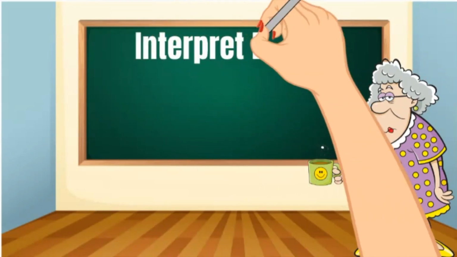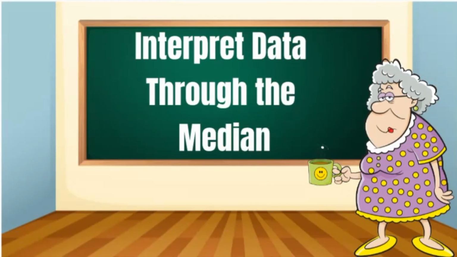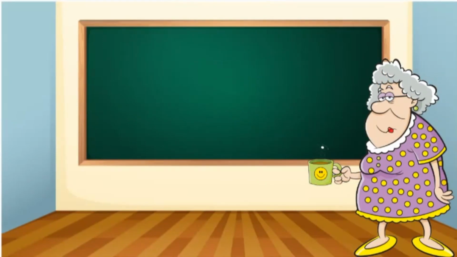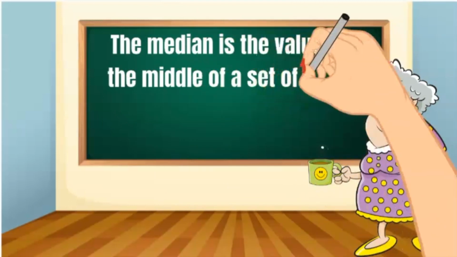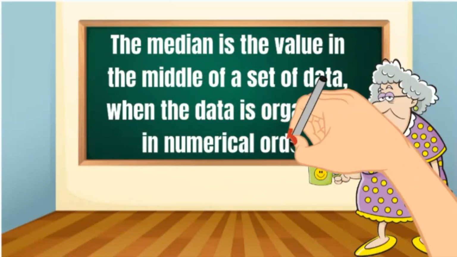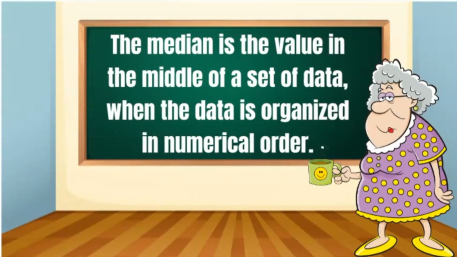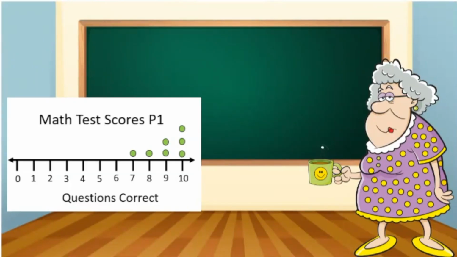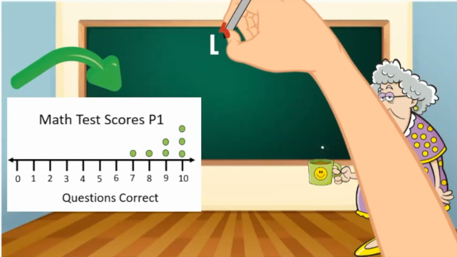Today we will interpret data through the median. This is important. Pay attention. The median is the value in the middle of a set of data when the data is organized in numerical order. Today you're going to find the median of my 1st and 2nd period test scores, so I don't have to. The scores for 1st period are represented on the line plot.